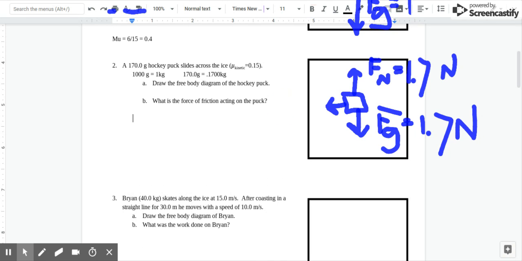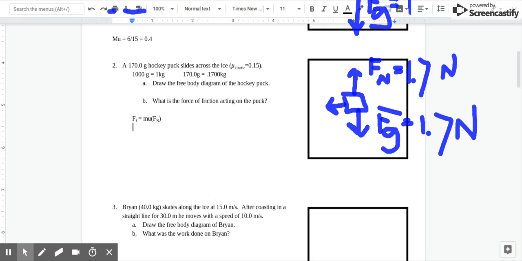This time they gave us the kinetic mu. So that force of friction equals mu times normal force, we're going to use again. And our force of friction is 1.7. That's going to equal normal force times our mu of 0.15. So that just means that our normal force is going to be 1.7 divided by 0.15. So let's see what that is.